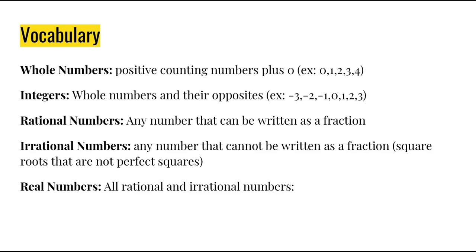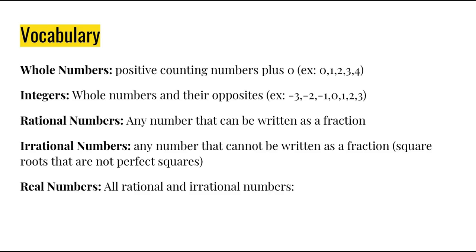Rational numbers are any numbers that can be written as a fraction. Okay, so 1/2 is an example of a rational number, 0.35 is an example of a rational number, even 6 is a rational number because we know that we can turn a whole number like 6 into a rational number by putting it over 1.